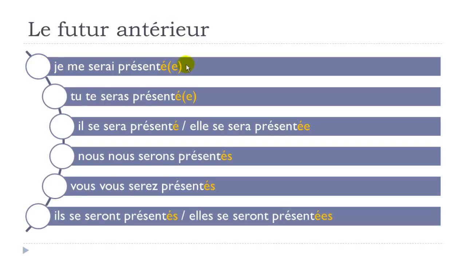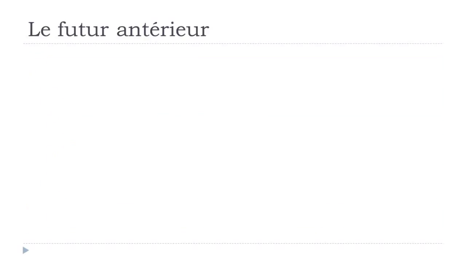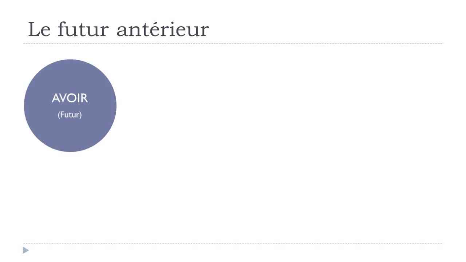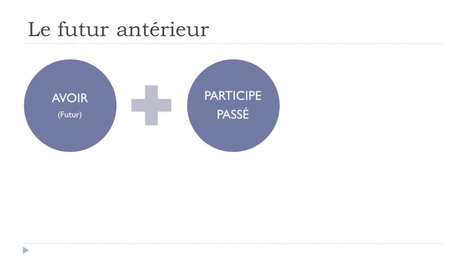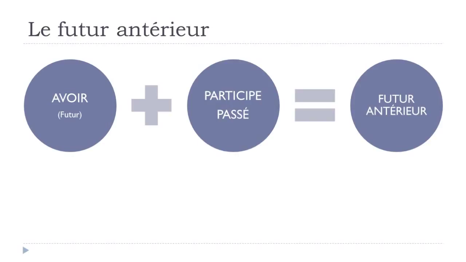Je me serai présenté, tu te seras présenté, il se sera présenté, elle se sera présentée, nous nous serons présentés, vous vous serez présentés, ils se seront présentés, elles se seront présentées. So, keep in mind that if you want to construct this futur antérieur, it should be first avoir at the future form, then your participe passé, and you will get a beautiful futur antérieur.